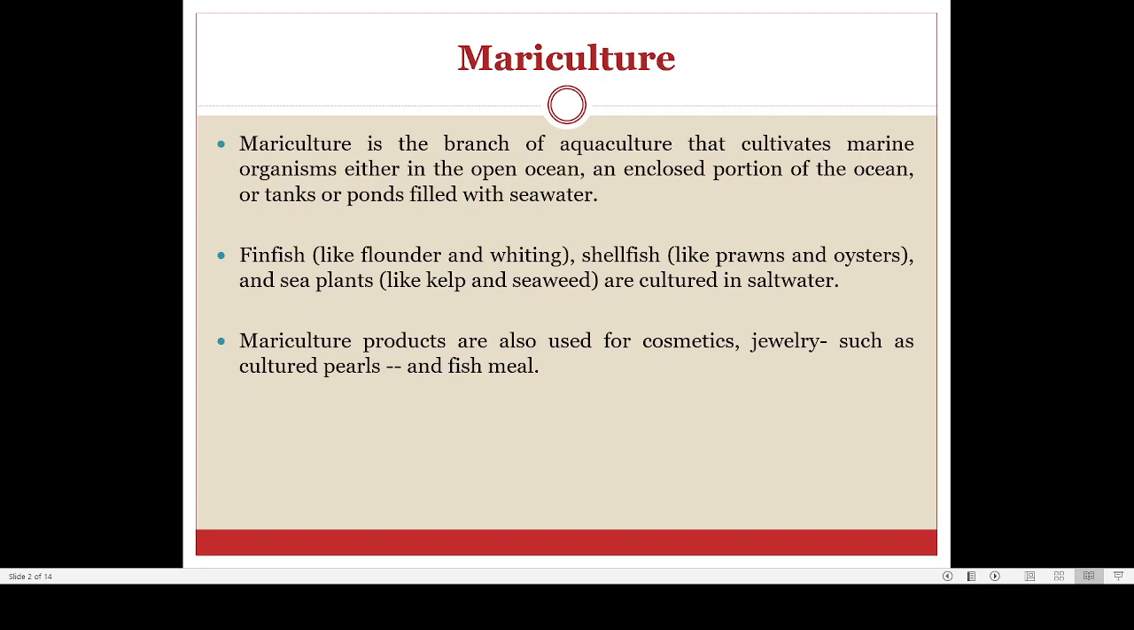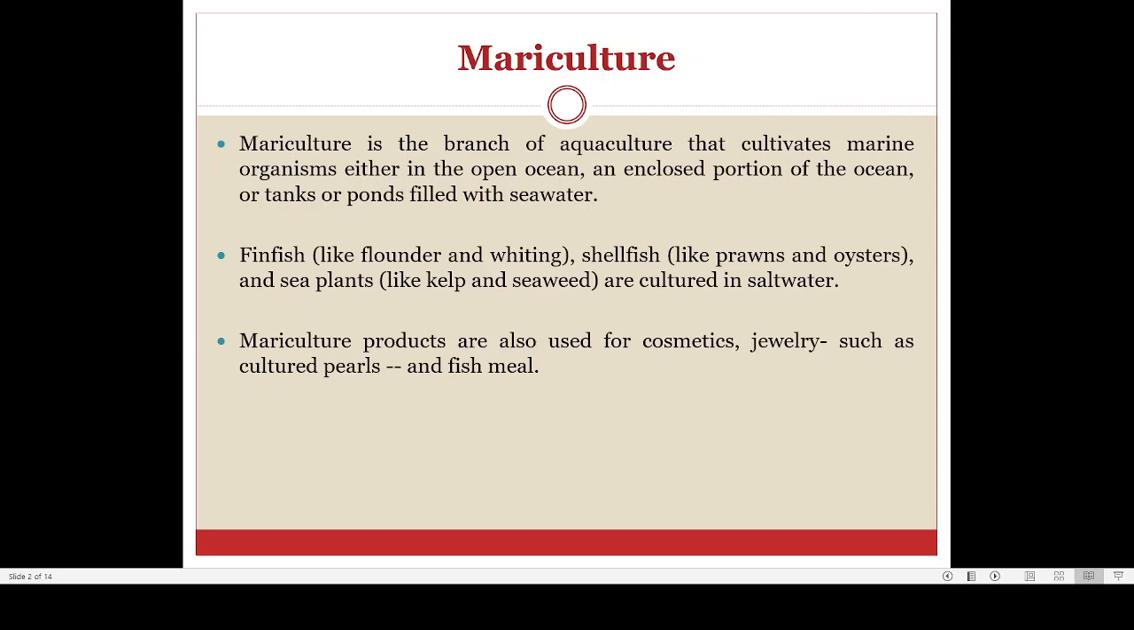Then shellfish like prawns. Prawns have a shell, you know that. Then oyster. Then sea plants like kelp. Kelp also you may be aware is a large plant-like structure. So these are the kelp. Here you can see the images of kelp. See, so these are all kelps. Okay, so these are the types of either fish or plants. We can cultivate marine animals as well as plants like kelps and seaweed.